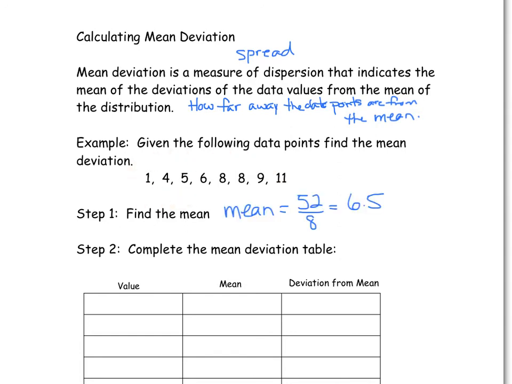So you should have found the mean. You add up all the numbers and divide by how many numbers there are. So if we added them up, we get 52, divide by 8, gives us 6.5. Then we'll complete the following table.